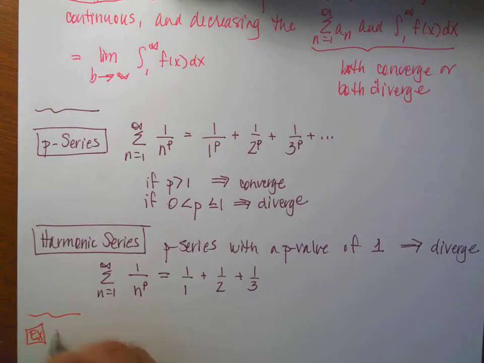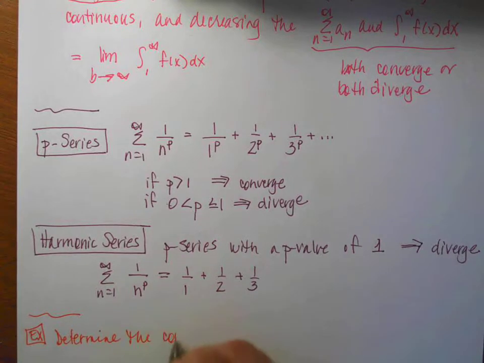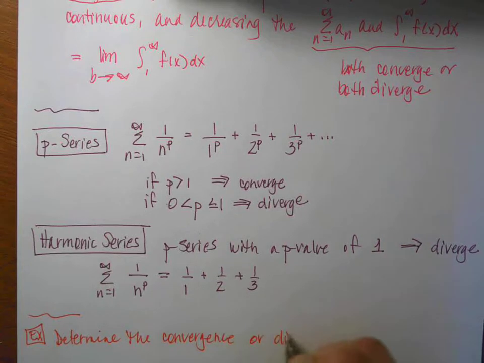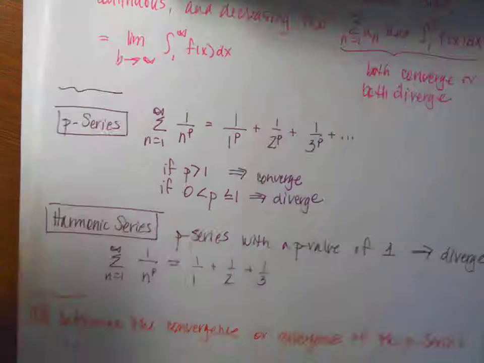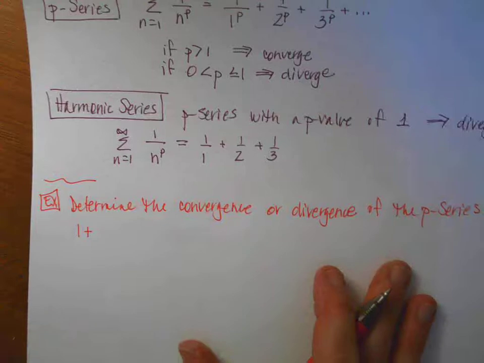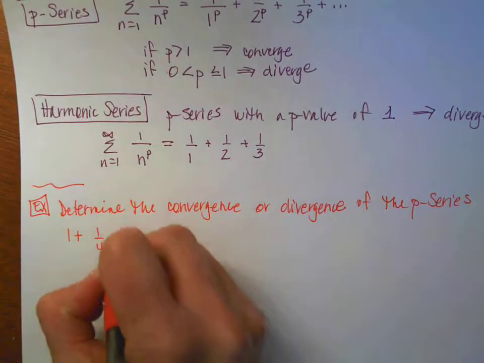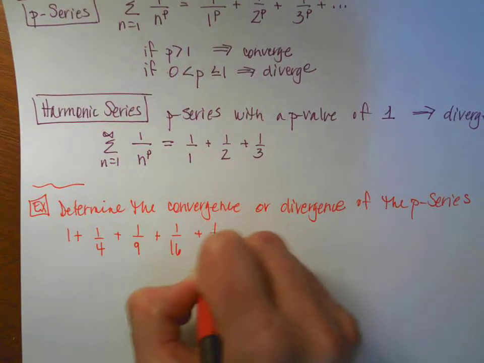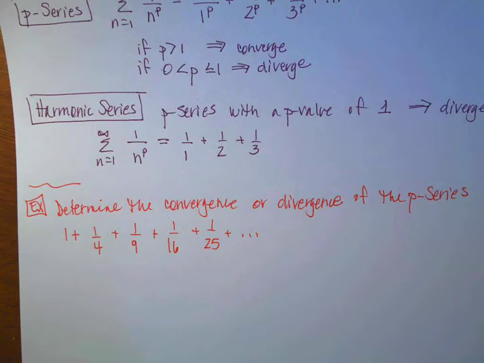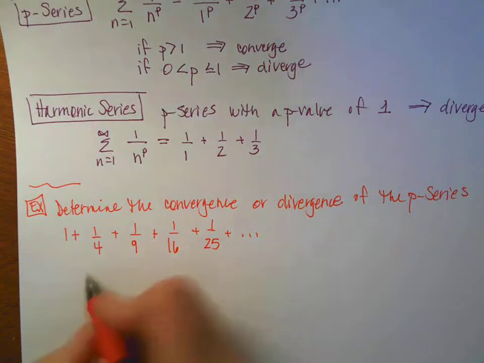Alright, so our first example says determine the convergence or divergence, that is a lot of writing, of the p-series. Okay, and in this one we're going to be given 1 plus, let me scoot my paper up so you can see, 1 plus 1/4 plus 1 over 9 plus 1 over 16, 1 over 25 plus, and then on it goes.